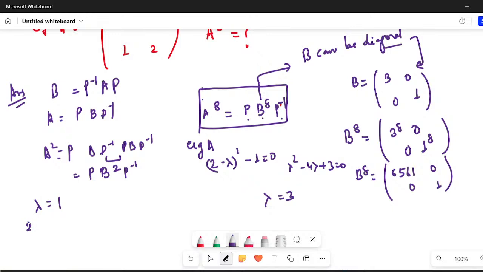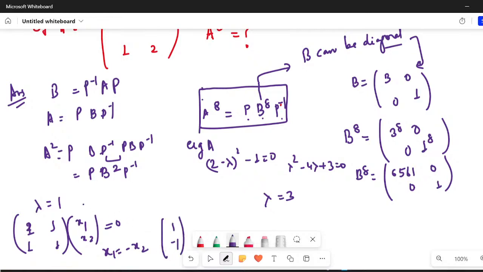So what I'll get? I'll get 1, 1, 1, 1, and here I'll get x1, x2. And here I will get what? Here I'll get x1 is equal to minus of x2. Okay? And so the eigenvectors would be 1 and minus 1, right? So for lambda equal to 1, the eigenvector is 1 and minus 1. And for lambda equal to 3, the eigenvector would be minus 1, 1, 1, minus 1.